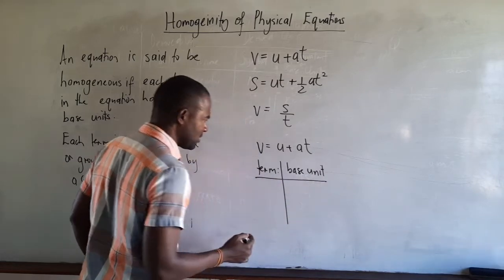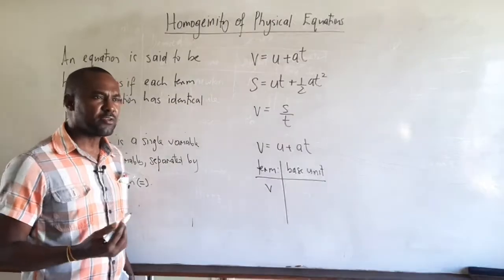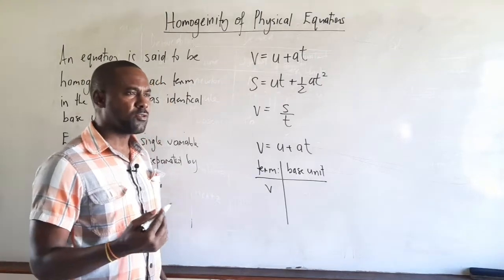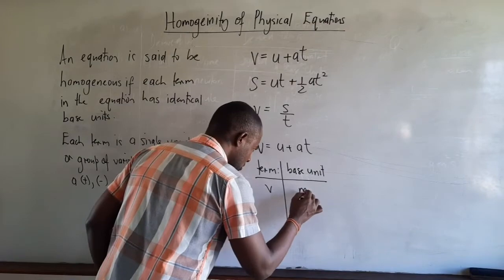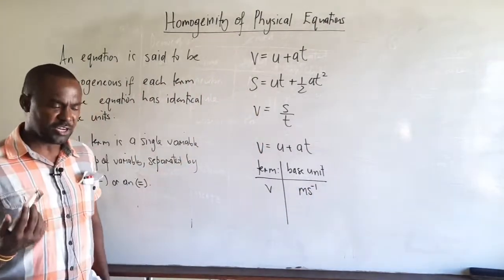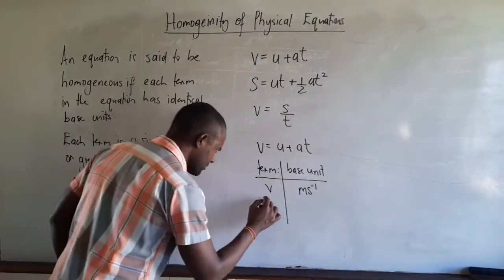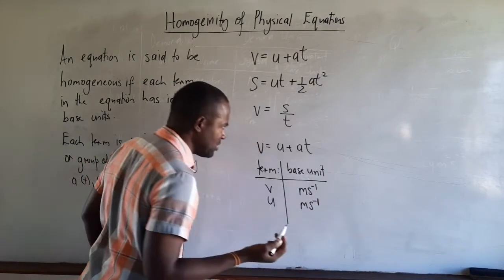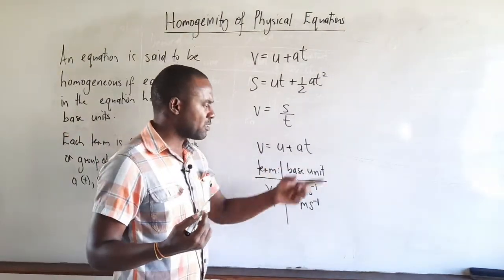So the first term is v, which represents velocity. Now, what is the SI unit of velocity? The SI unit of velocity is a meter per second, and those are already expressed in base units, so we'll write it down, meter per second. u also represents velocity, but initial velocity, and therefore has the same units as v.